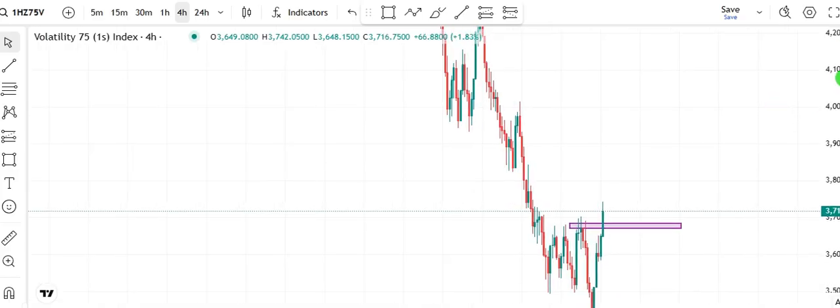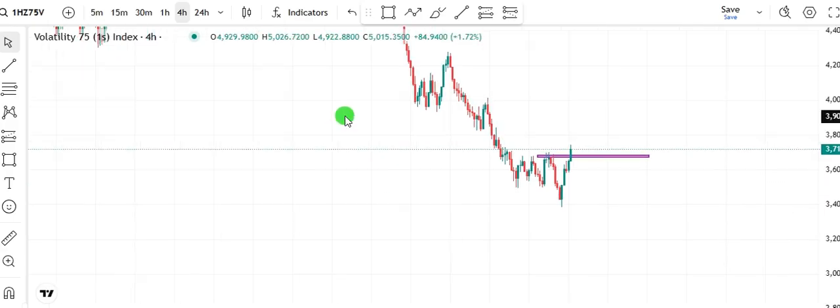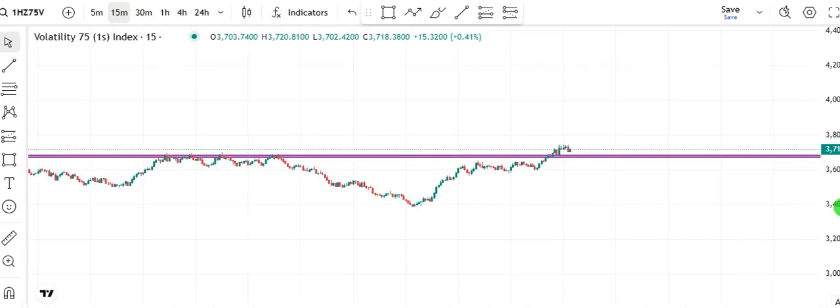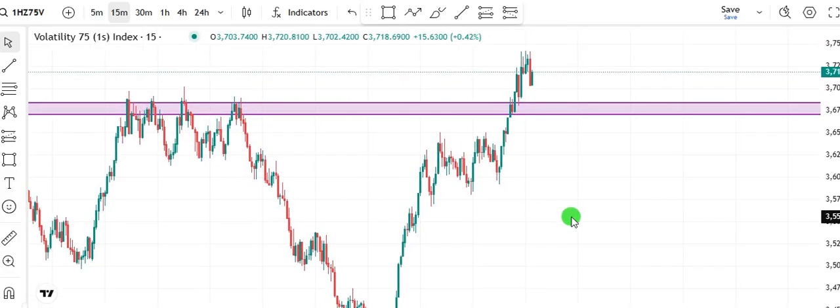So you can see we are looking for the next high. Maybe you can test this and this. But let's see what happens on the 15-minute charts. We want to see a retest of that giving us rejection. So that means we want to see a retest of this.